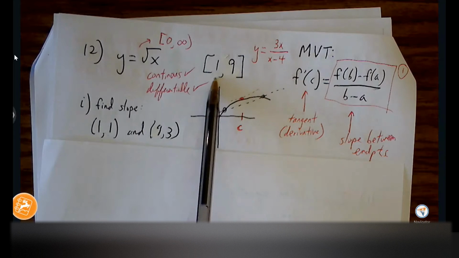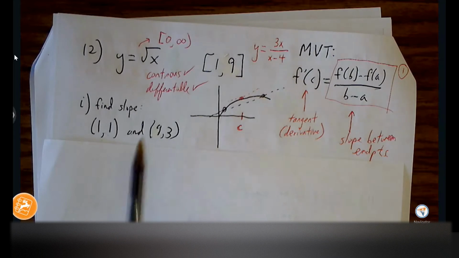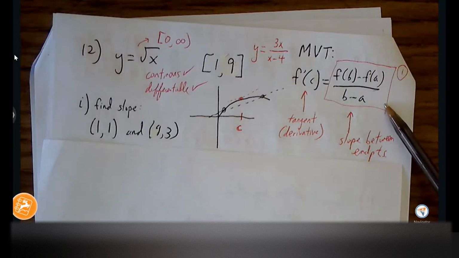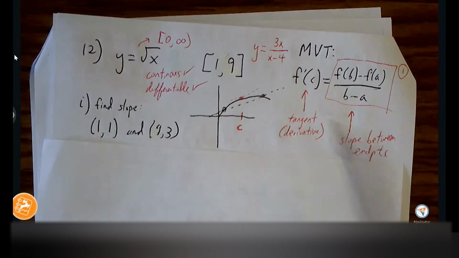We have our two endpoints, our x values between 1 and 9. They give us the ordered pairs, so we don't have to do any finding of the y values. We can go directly into finding slope. But here's a visual example of what we're trying to achieve.